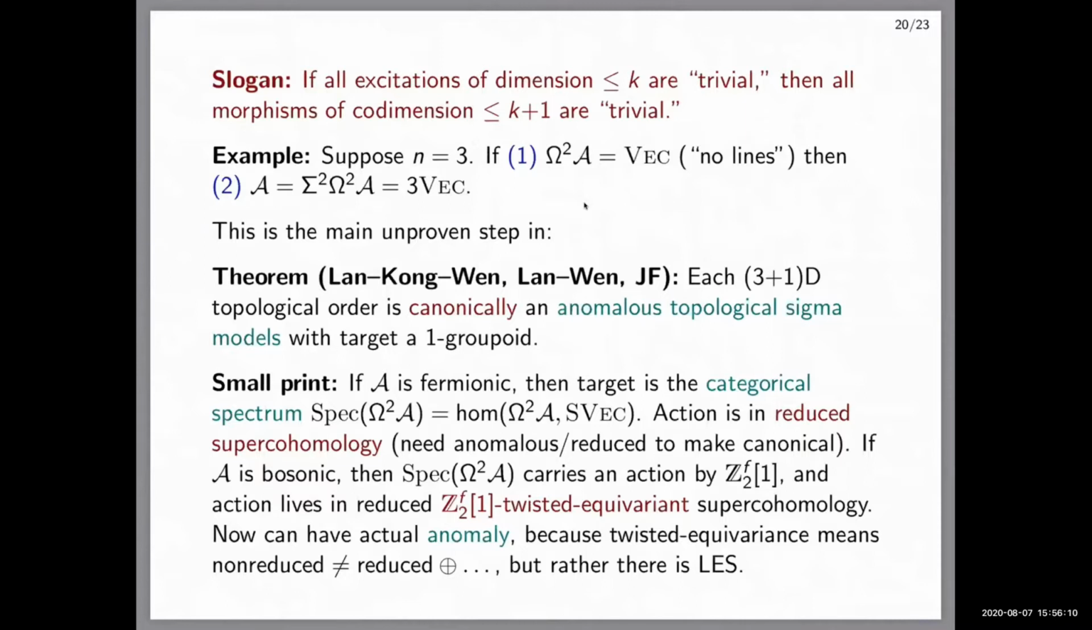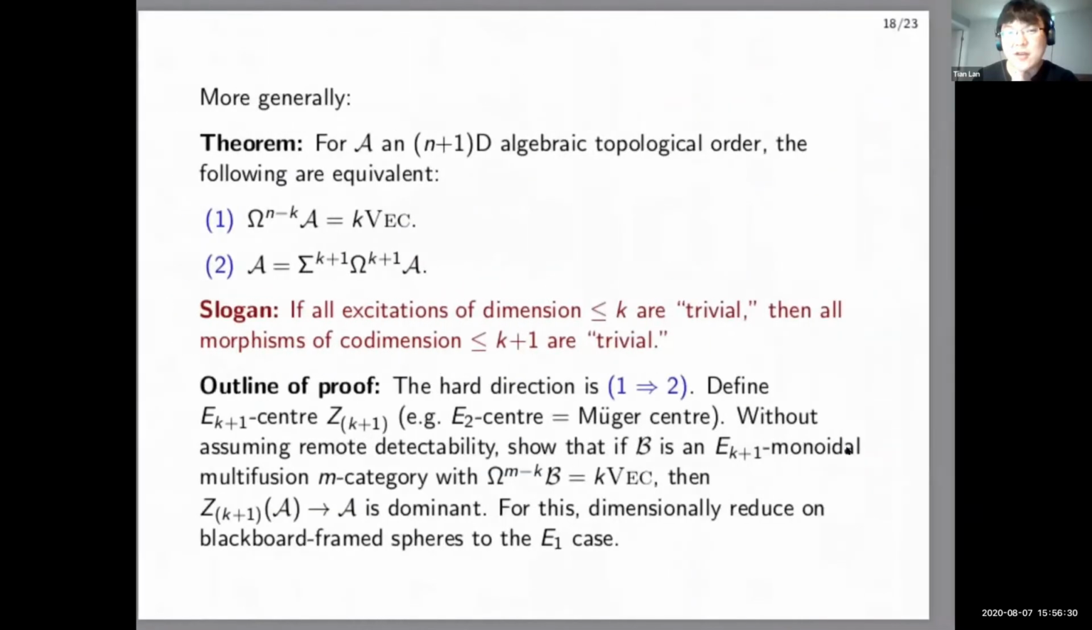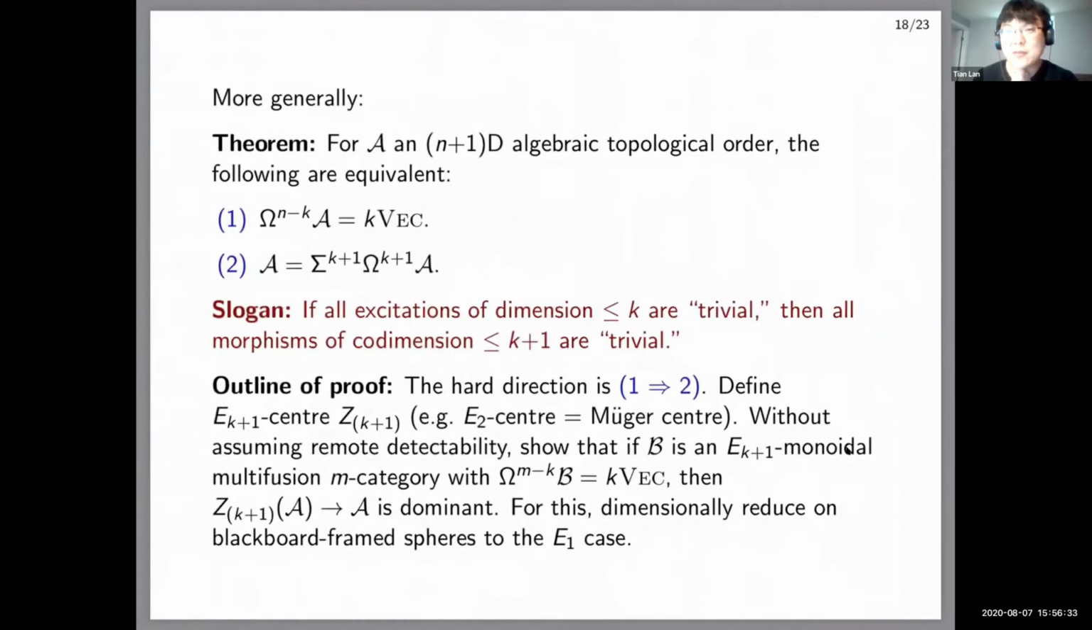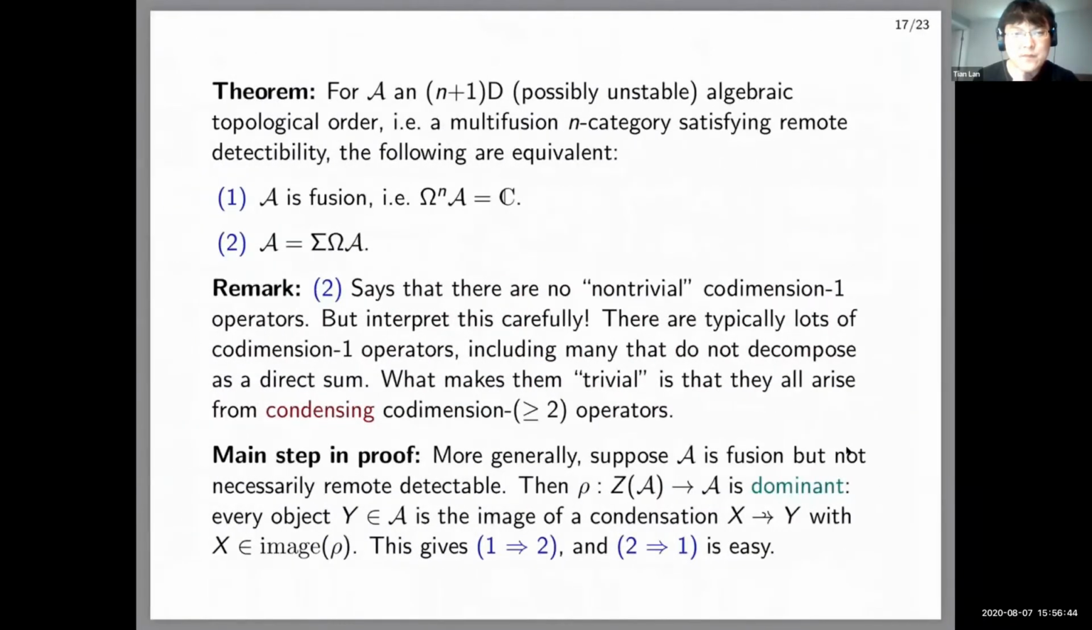I'm fine. Thank you. So, Cecile, I just have one thing to confirm. I think your theorem that remote detectability implies fusion doesn't hold in one dimension, right? So it doesn't hold for fusion 1 categories, because there are really multi-fusion 1 categories with trivial center. So sorry, let me say the theorem correctly. The theorem is that if you have remote detectability, then you are fusion if and only if you are what I would call the suspension of your loop space.